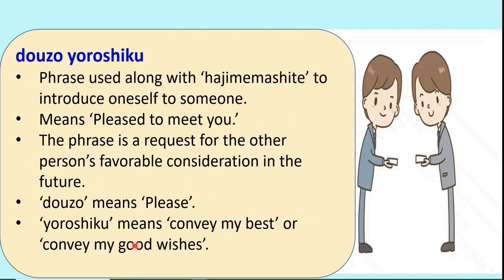Next is douzo yoroshiku. This is a phrase used along with hajimemashite to introduce oneself to someone. It means please to meet you. The phrase is a request for the other person's favorable consideration in the future. Douzo means please and yoroshiku means convey my regards or convey my best or convey my good wishes to someone.